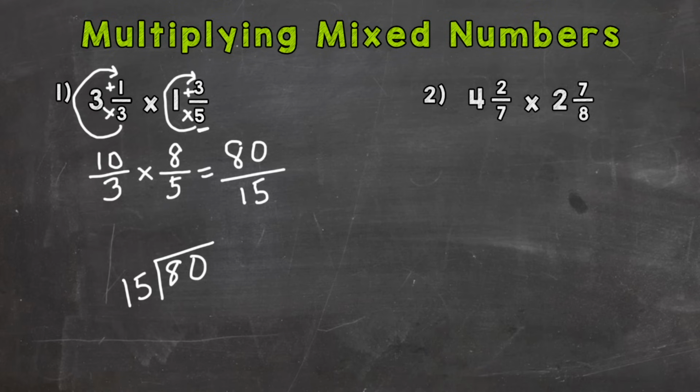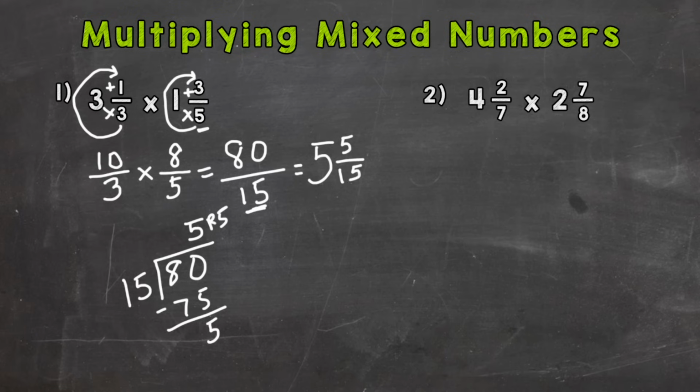So I know that 15 times 5 is 75. That's how many whole 15s I can pull out of 80. So 75 here, and my remainder is going to be 5. So the whole number for my mixed number is going to be 5. 5 whole 15s can be pulled out of that 80 with a remainder of 5, and I keep my denominator the same, 15. So 5 and 5/15.